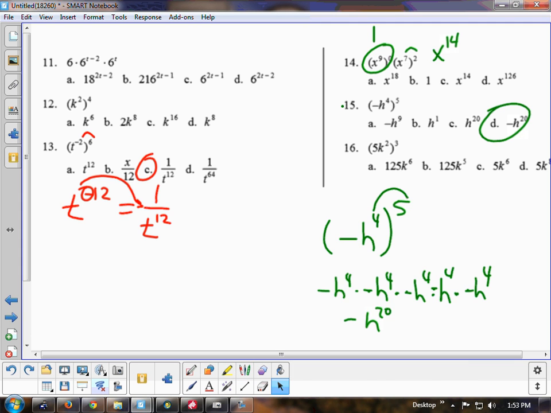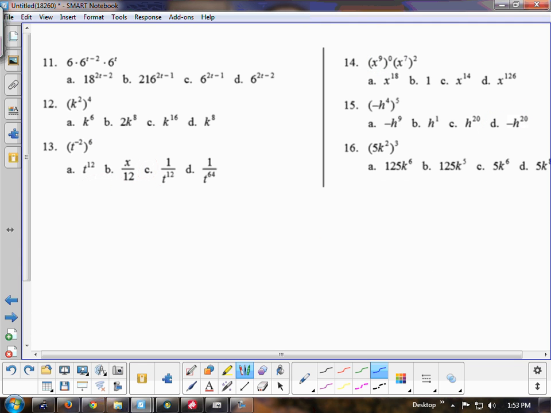16 has a little bit of a mix of a power and a constant. You're going to take that 3 and it's going to cube the k squared, and it's going to cube the 5. So this is 5 cubed, which is 125, k to the 2 times 3, which is k to the 6. Okay, and that's going to be letter A.